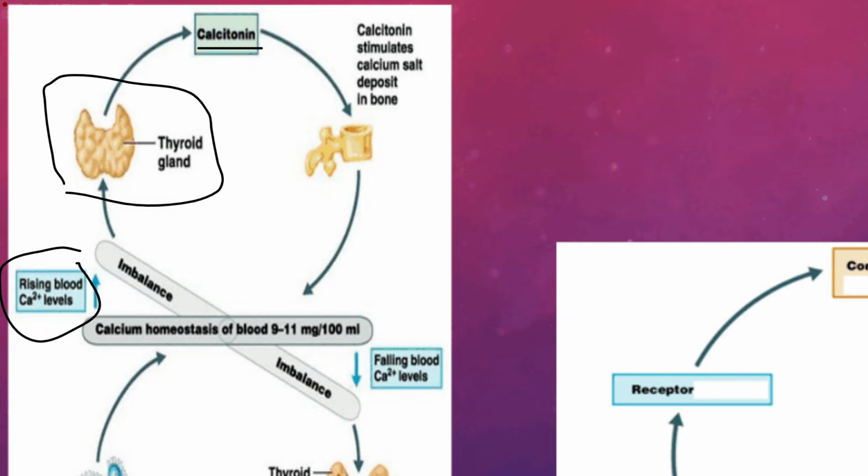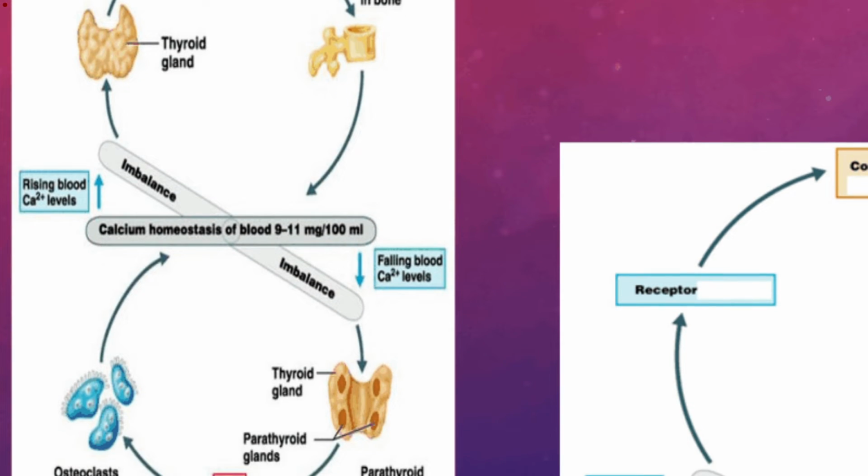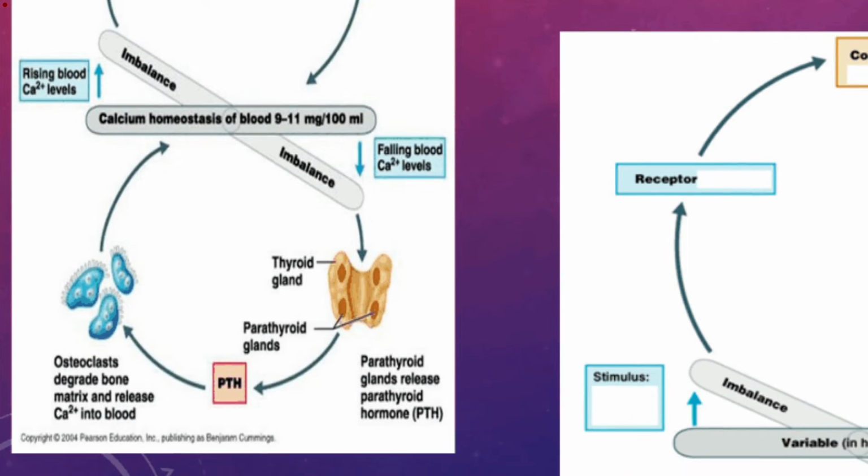Calcitonin causes the bone to absorb calcium, and then we go back to normal blood calcium levels. Okay, this is a negative feedback mechanism. Remember the difference between a negative feedback mechanism and a positive feedback mechanism. A negative feedback mechanism turns off the original stimulus to take us back to a normal range. A positive feedback mechanism will increase that original stimulus and keep increasing it until we get a desired outcome.